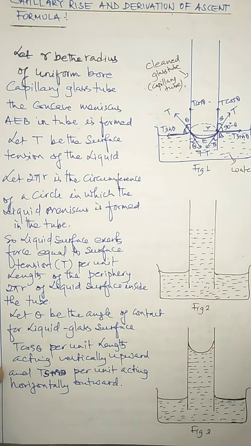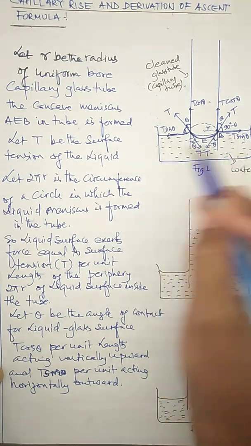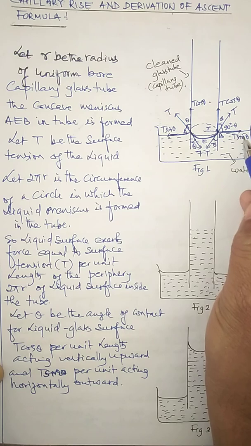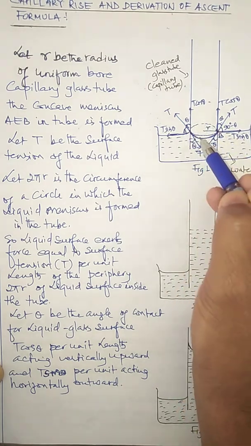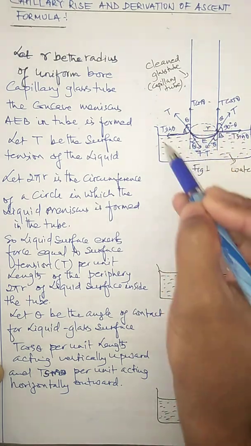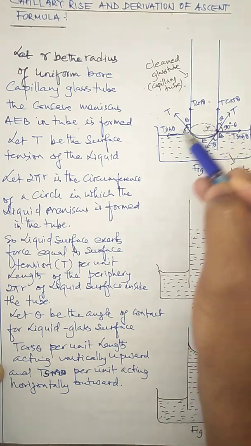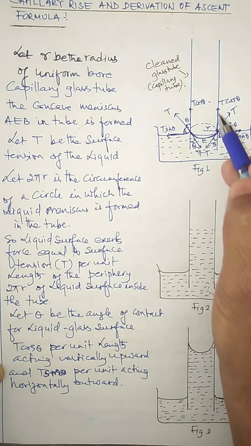But out of the two components, the T sin theta components, acting in opposite directions and on the same line, will simply neutralize each other. This means the horizontal component T sin theta acting on the entire periphery or circumference of this circle will cancel out. So the net horizontal component acting on the entire periphery, 2 pi r, circumference of this circle will simply be 0. But the vertical component will not be 0.